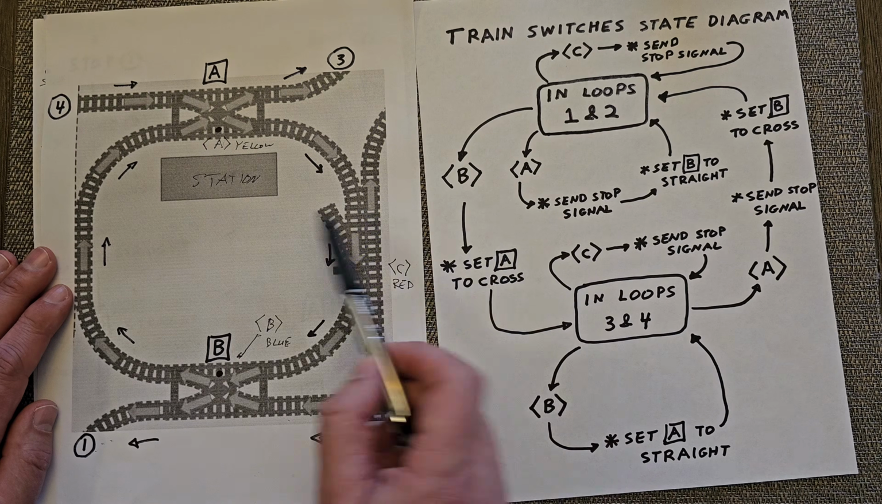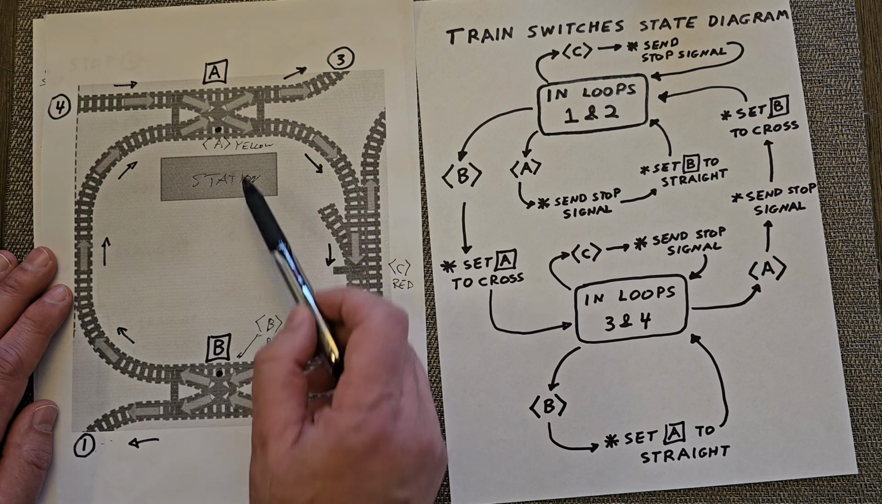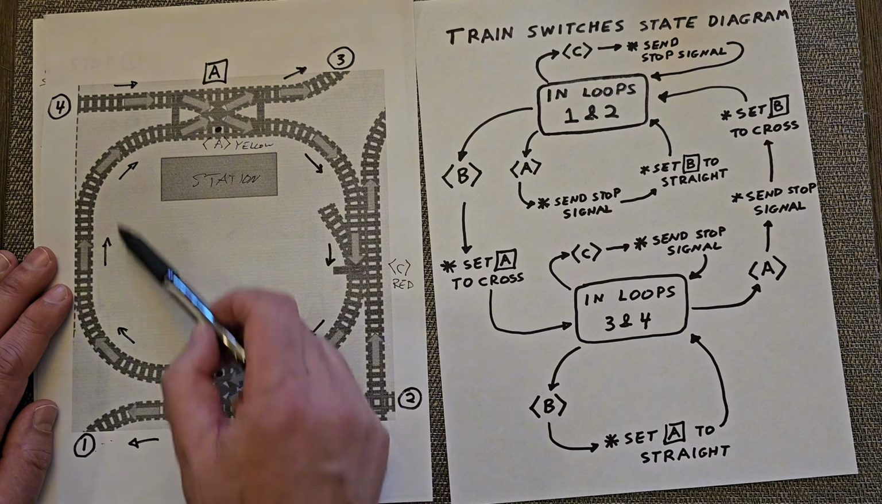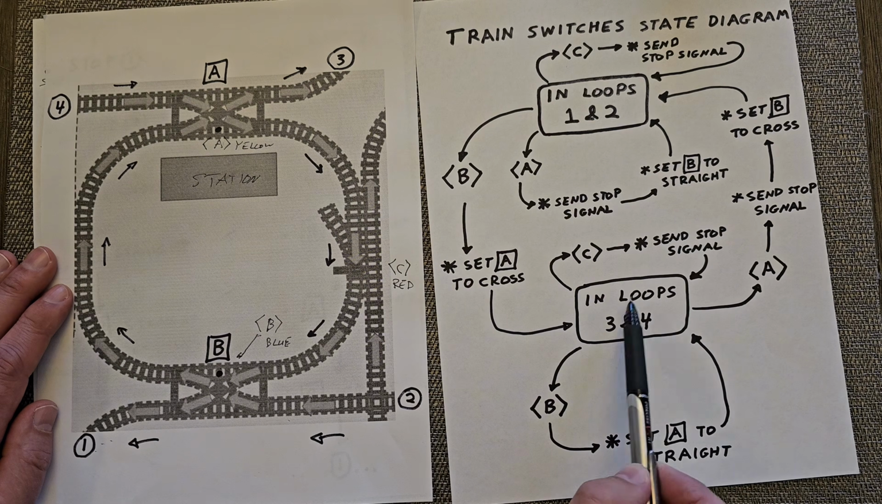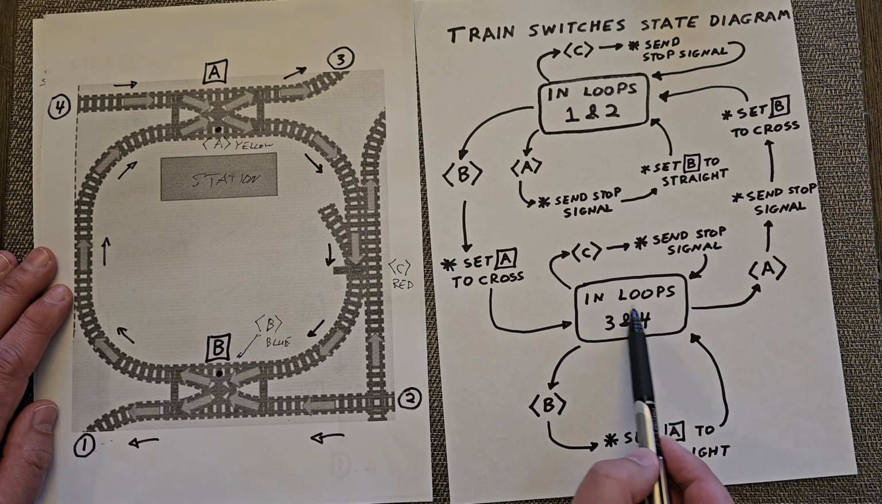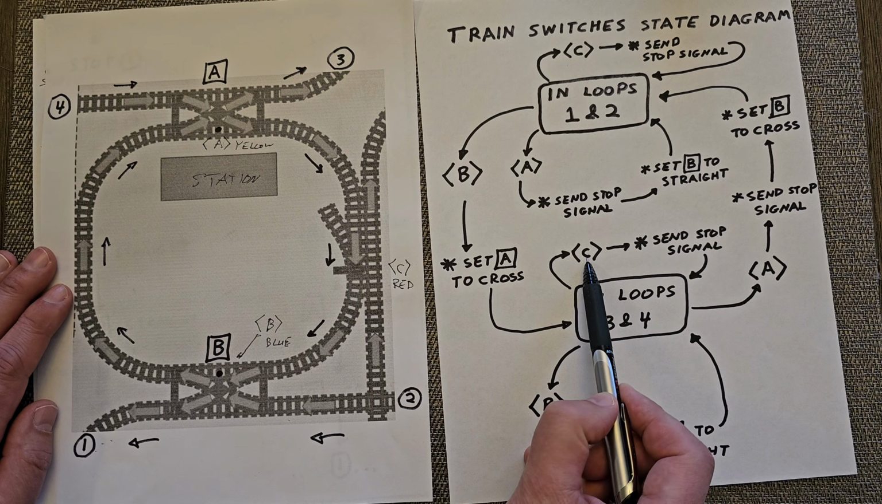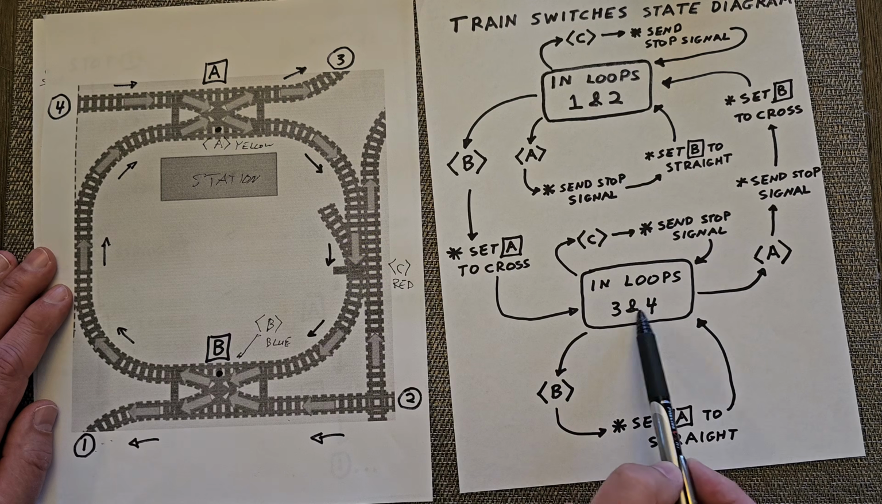So it's going to sense the B. It's going to take the action to set A to cross so that it can exit into loops 3 and 4. So it's going to take that action, and then it's in a different state. It's in loops 3 and 4. When it's in those loops, if it senses a red tile, C, it's going to stop, send the stop signal, and then it's going to stay in loops 3 and 4.